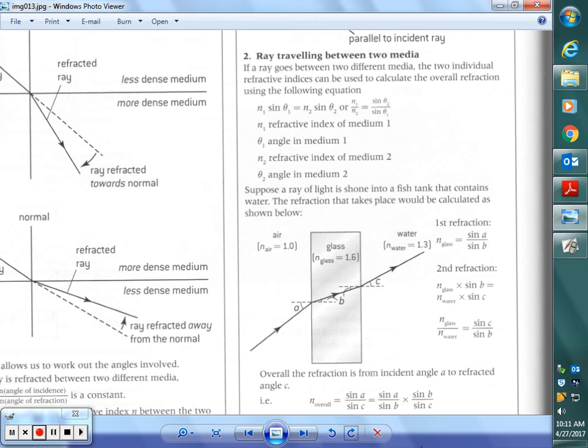Those different refractions occur as we go between different mediums. Here, as we go from less dense to more dense, the angle gets smaller: B is smaller than A, as measured to the normal line to that surface. And then as we go from more dense to less dense, the angle actually gets bigger, so B is smaller than C as it bends away from the normal line.